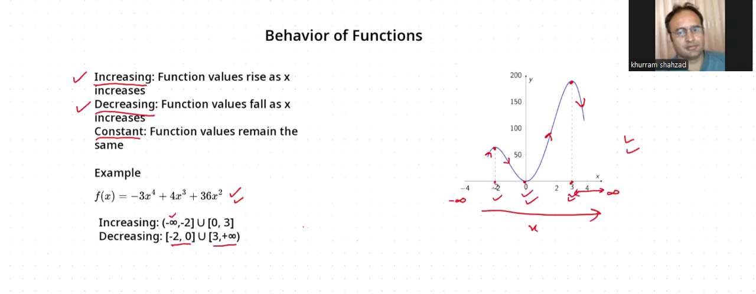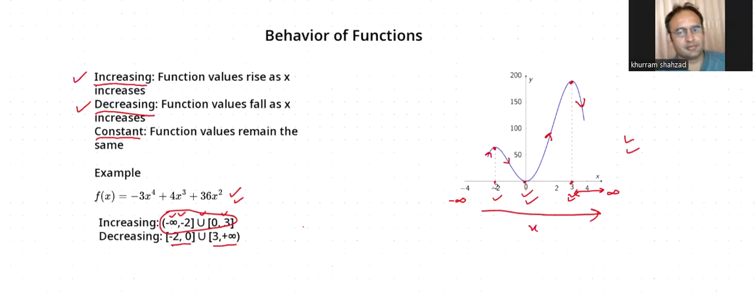So we have two intervals at which the function is increasing, so we have to combine these two intervals. The U sign is for the union of these two intervals. Union means combine. We are combining these two intervals. If we have only one interval, then we will write it as it is. But if we have more than one interval, then we will put this union U sign between the intervals.